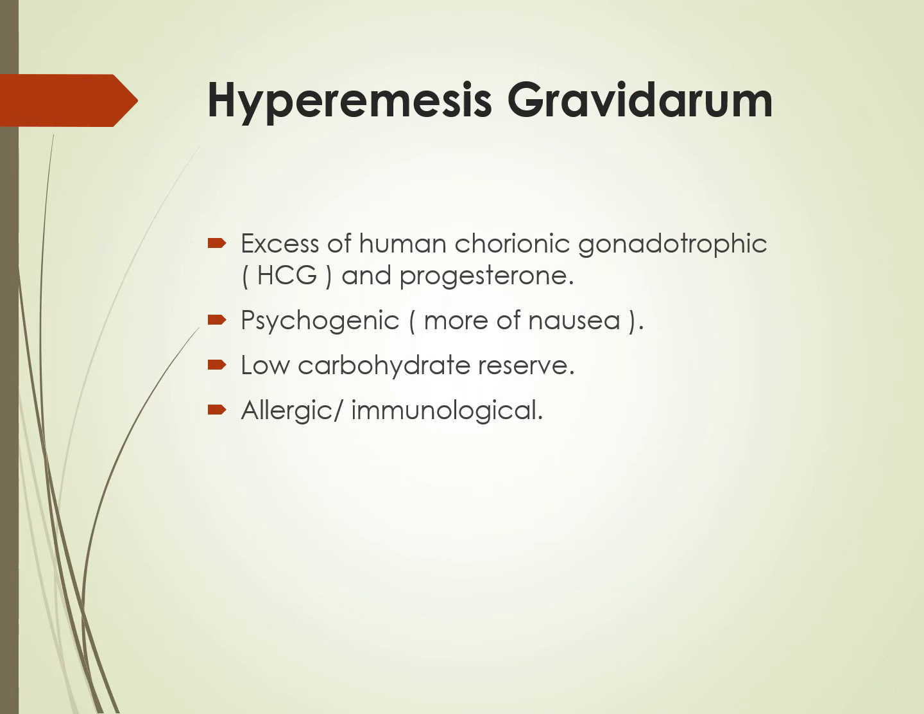Now, the most known reason for this hyperemesis gravidarum is excessive human chorionic gonadotropin, HCG, and in certain cases, excessive progesterone secretion. But most commonly, it is the HCG. Now, this is the first hormone which is secreted, and the levels of the hormone increase during pregnancy. Usually, this is the hormone which is excreted in the urine, and then the urine pregnancy test comes positive for pregnancy. But then excessive levels of this HCG can cause nausea and vomiting.